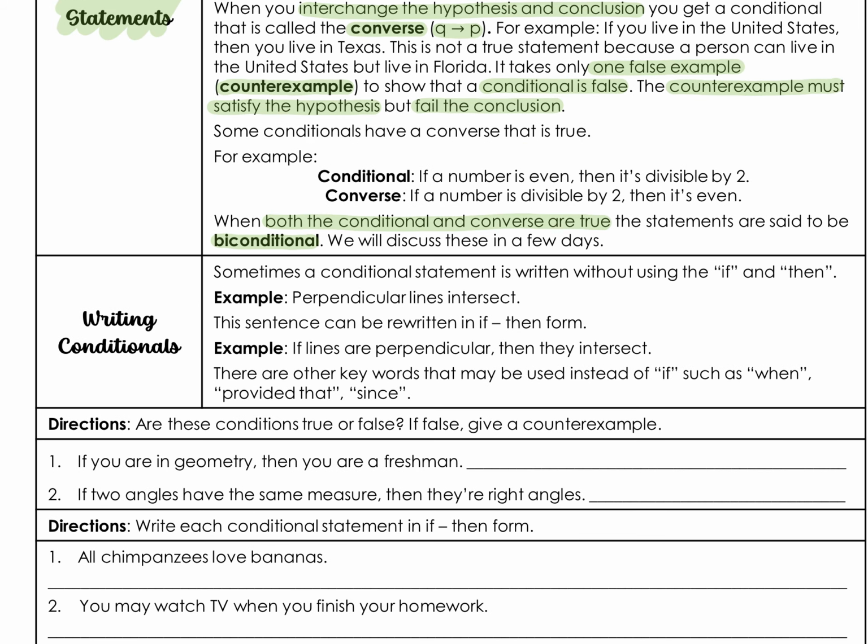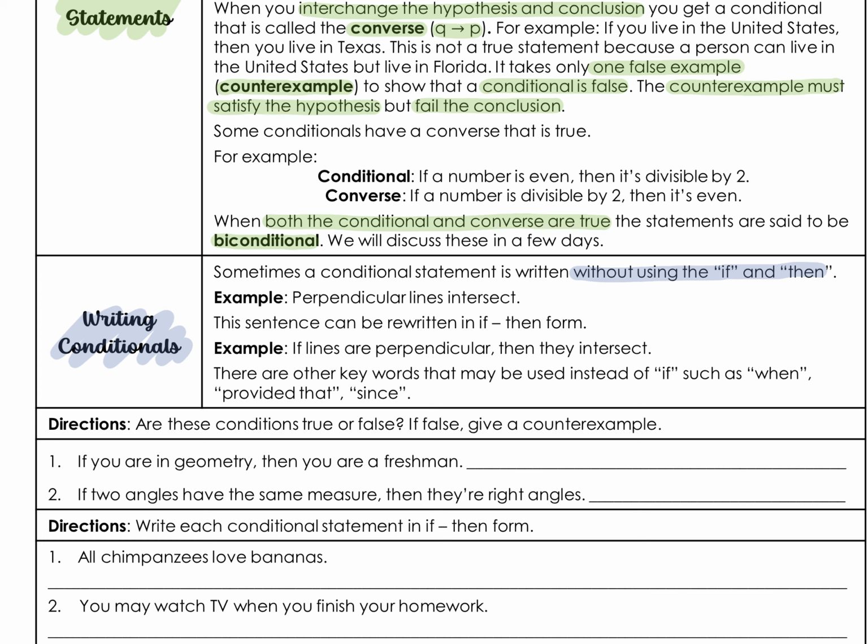All right, the next thing we have is writing conditionals. Okay, sometimes a conditional statement is written without using the if and the then. And an example here is perpendicular lines intersect. Okay, we can always rewrite this to be an if-then form. And for this example, it'd be rewritten as if lines are perpendicular, then they intersect.